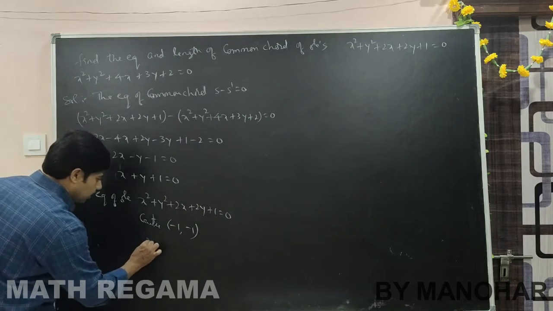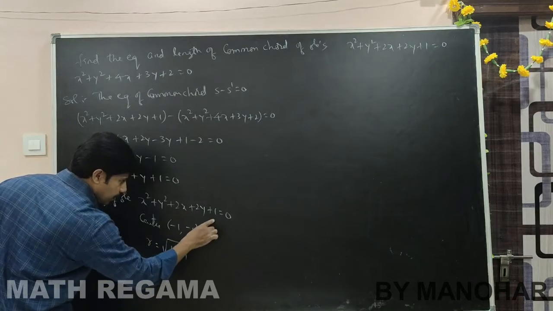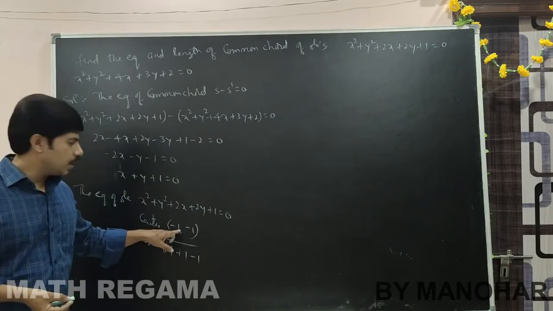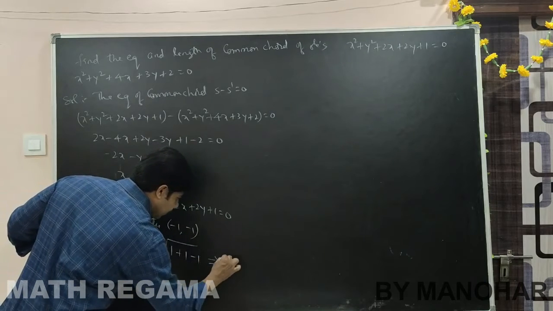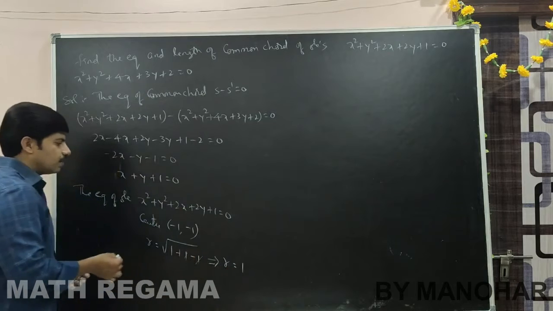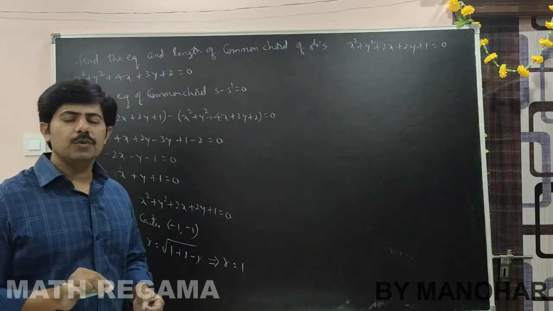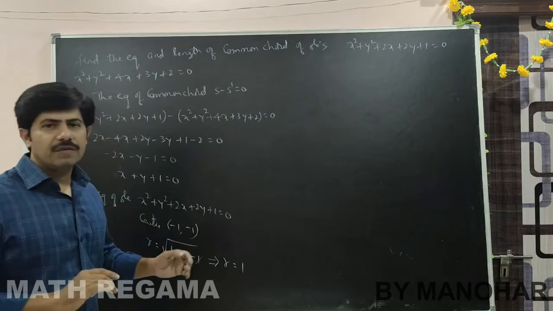So r is equal to under root of g square plus f square minus c. Just square this, g square plus f square minus c. So what is the r value? The r value is 1. Minus 1 plus 1 cancel, so the r value is 1. Now in order to find the length of chord, the formula is 2 into under root of r square minus d square. So we have r. Now I will find out d.